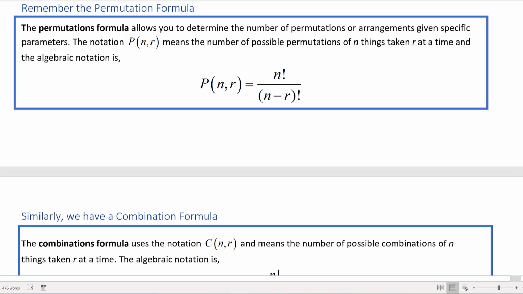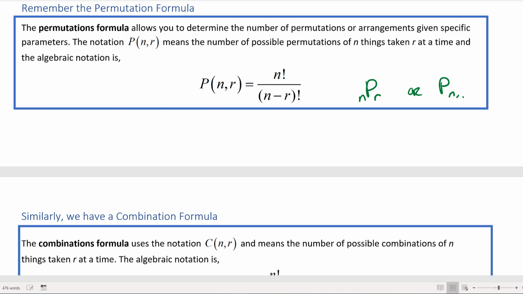As a reminder, some calculators and some books use this notation or this notation, where we have the n and the r as subscripts, one before and one after, or both after with a comma between them.